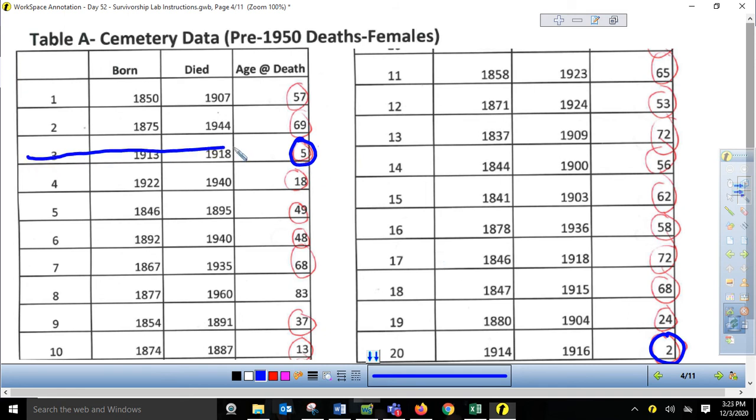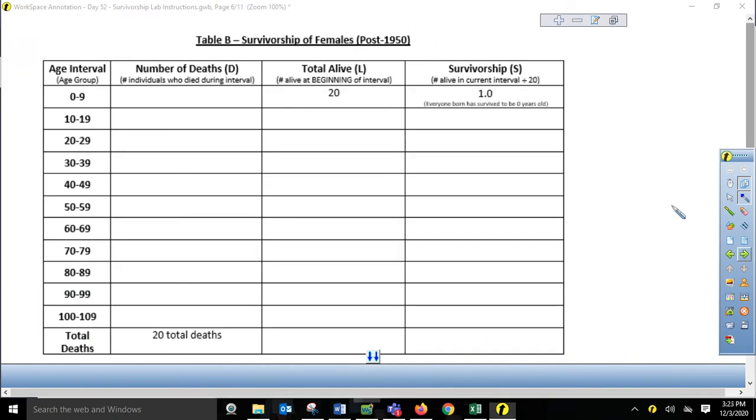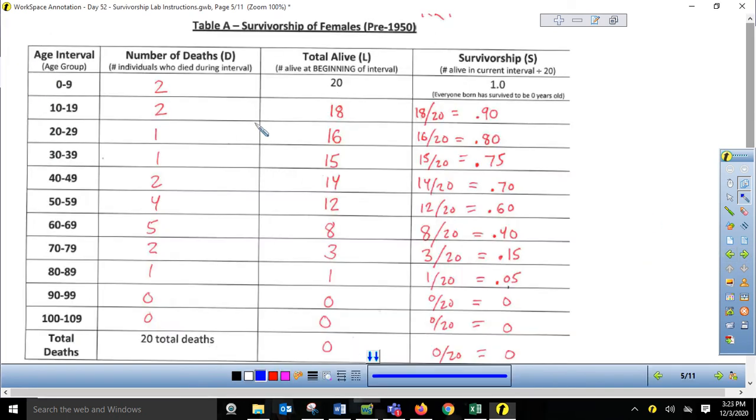So if I want, I can cross these off so that way I don't use them again. And so if I go to my data table, once again, it's going to look blank like this. But what I did is I filled in 2 here. That 2 means that 2 people died in this age range. So once I do that, I'm going to say, all right, well, I started out with 20 people that were alive. 2 people died before they reached the age of 10. Once we got to the age of 10, I still had 18 females alive. So at age 10, there's still 18 out of 20 females alive.